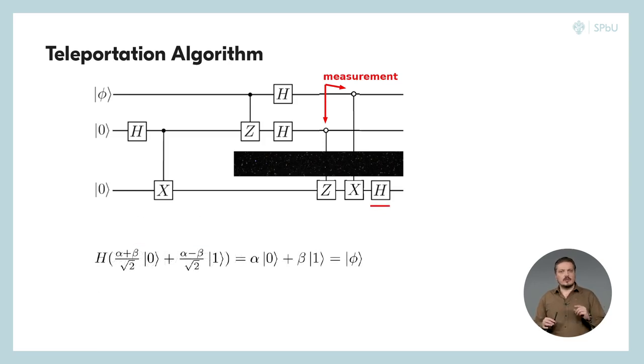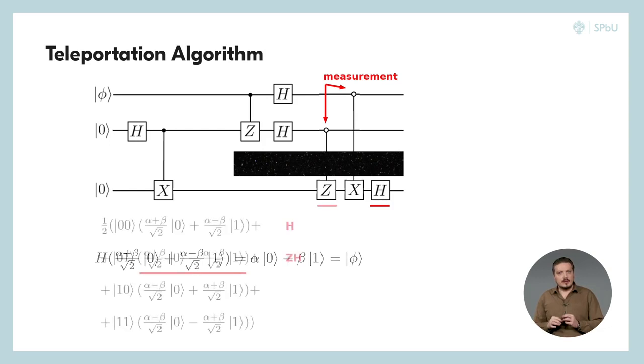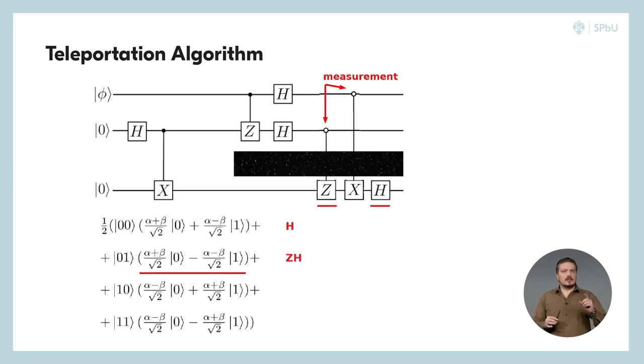If our cosmonaut wants to obtain the state phi from this, he only needs to apply the Hadamard transform to what he now has in his container. But if he obtained 0, 1 after the measurement, the state in the container evolves to something slightly different, but only slightly. If the cosmonaut applies the gate Z to the container, then the state becomes just the same as on the previous slide. And all he would need to do is to apply Hadamard.